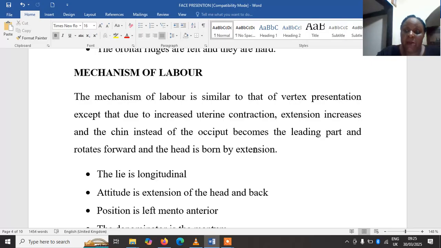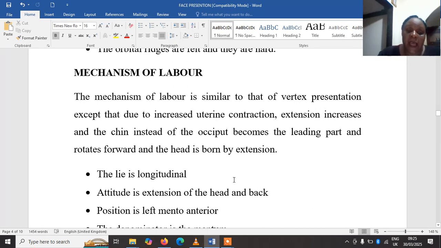This time the chin becomes the leading part. That is why in face presentation we talk of right mental, left mental. It is the chin which is the leading part, and this chin is the one which rotates forward, and the head, instead of being borne by flexion, this time is borne by extension. We are going to look at it.